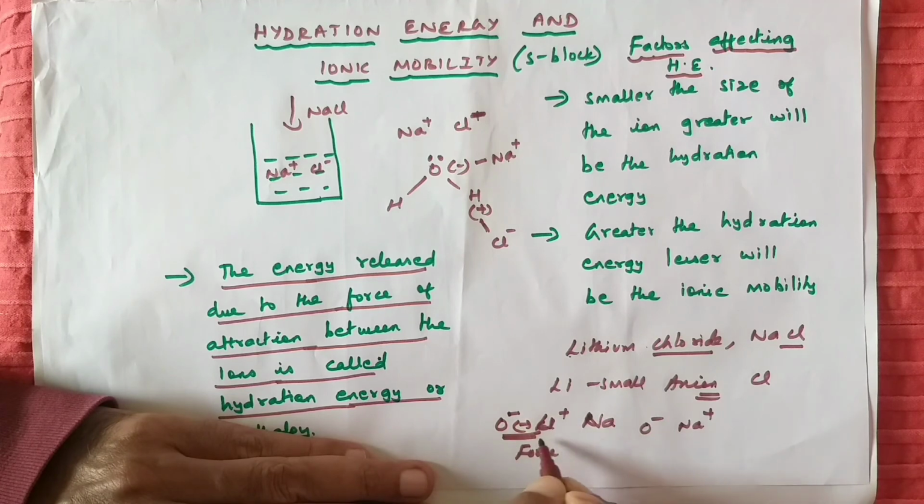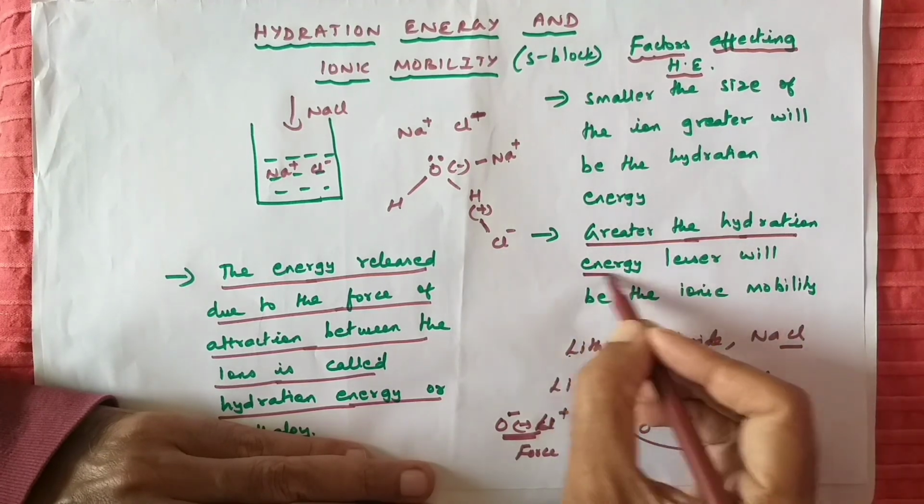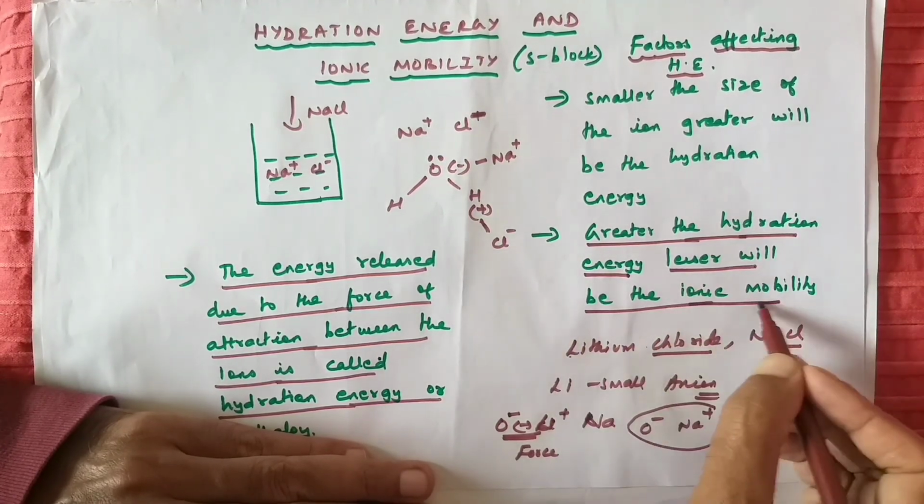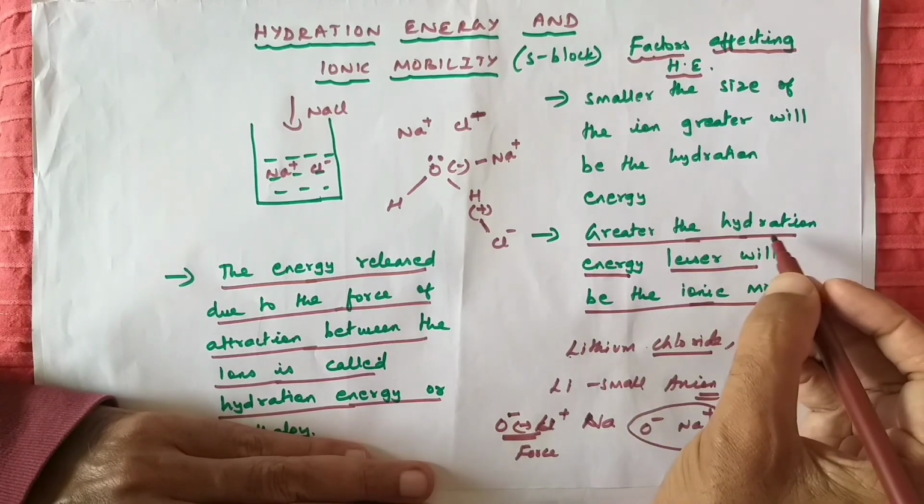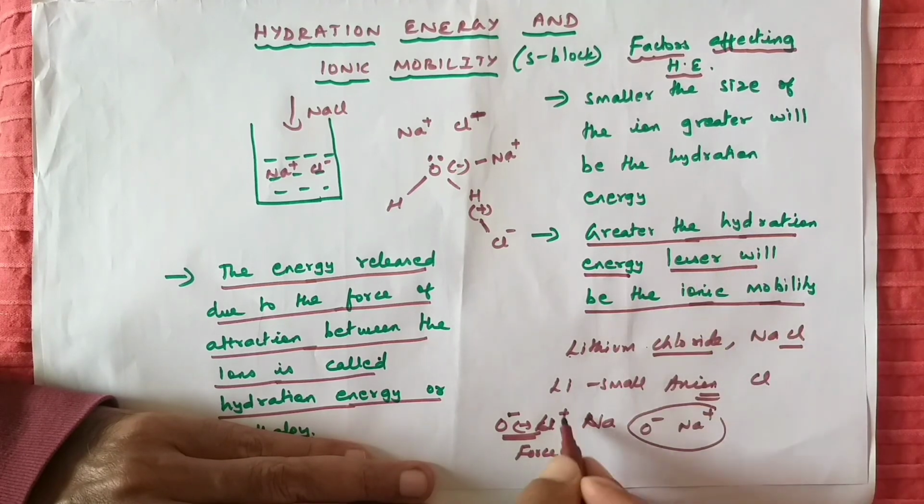Whenever the force of attraction is more, the ion is not free to move. So the movement is restricted, and here the ionic mobility will be less, and in this case the ionic mobility will be more. That's why I have written: greater the hydration energy, lesser will be the ionic mobility. When the size of the cation is smaller, attraction will be more, the ion is not free to move, so ionic mobility will decrease.